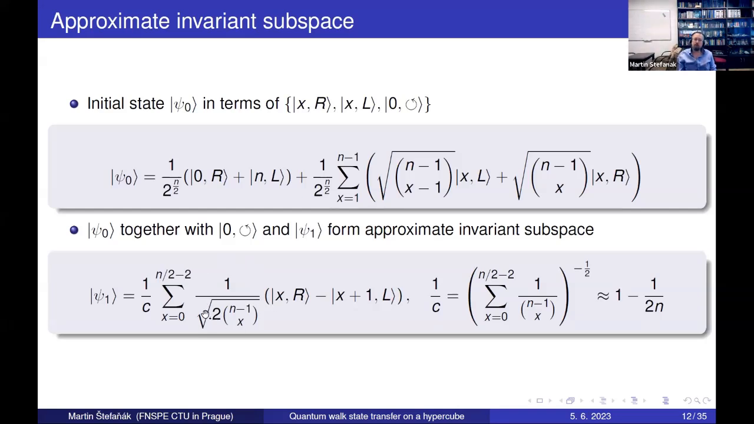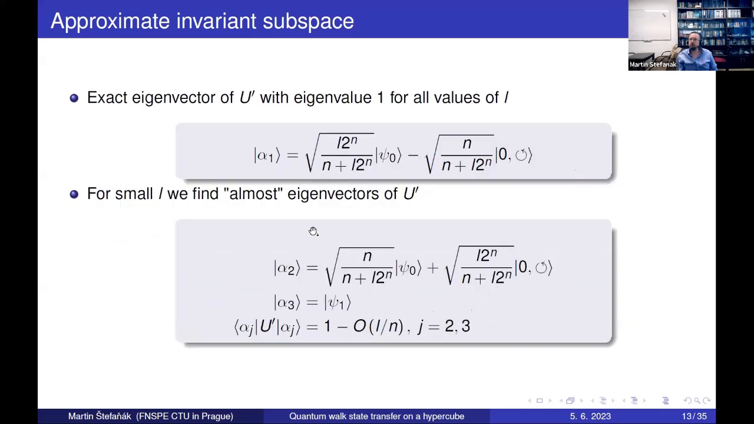They have the same magnitude but opposite sign, and they are given by this formula. So these three vectors form an approximate invariant subspace. A quite straightforward calculation gives you an exact eigenvector corresponding to eigenvalue one: you take this superposition of the initial state, psi zero, and the target state, the loop at the marked vertex, then for all weights, this is an exact eigenvector of U prime corresponding to eigenvalue one.